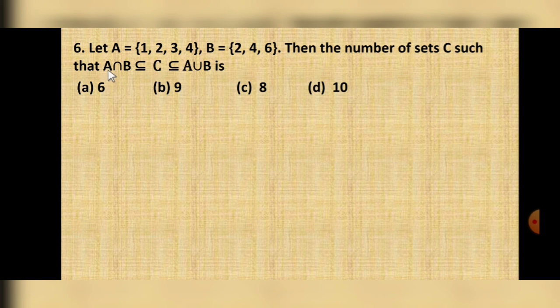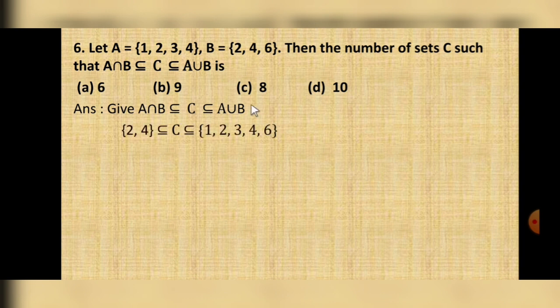In this example, first, what is the given? Set A is given and set B is given. Using this, how many sets can we write which satisfy this condition? The condition is that A intersection B is a subset or equal to C, which is a subset or equal to A union B. So students, first write this given condition: A intersection B is a subset or equal to C, which is a subset or equal to A union B.